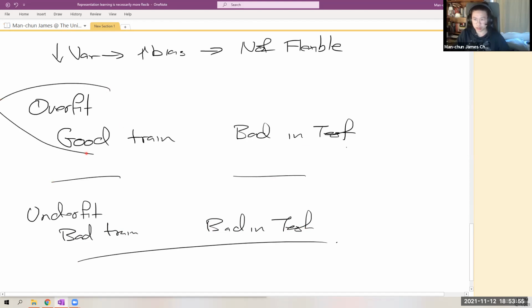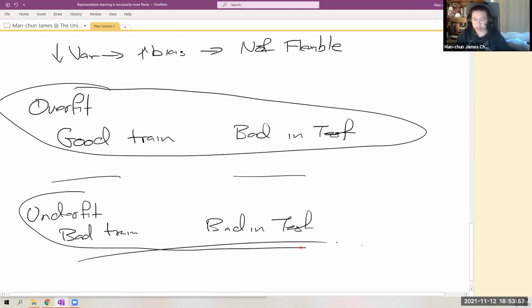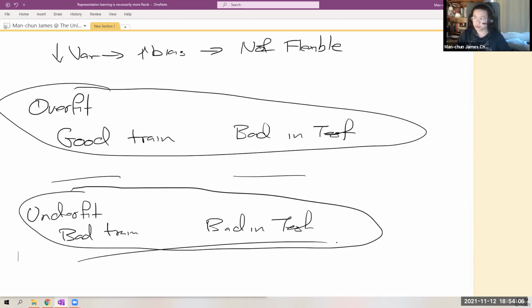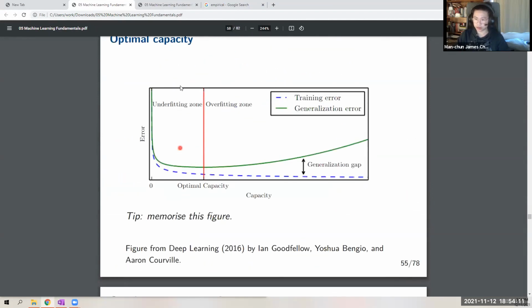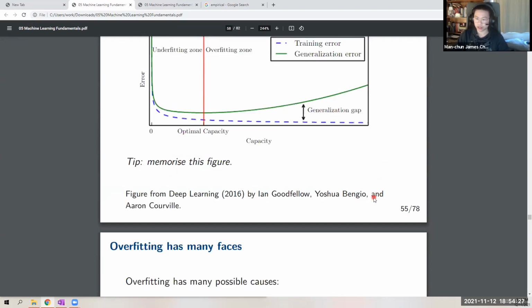These are the ways that you can identify underfitting and overfitting. Overfitting is good in the train but bad in the test. Underfitting will be bad in the train and bad in the test as well. Just keep that in mind, you can memorize this. When you're underfitting, you have a bad train and bad generalization. But when you're overfitting, you have a good train but bad generalization, so bad validation.